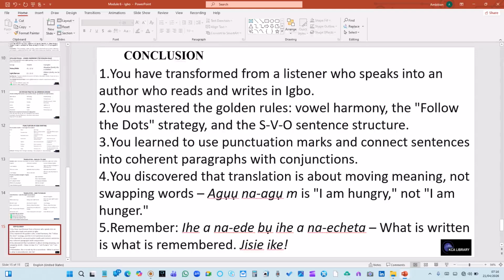Remember, ihe a na-ede bụ ihe a na-echeta, which means what is written is what is remembered.